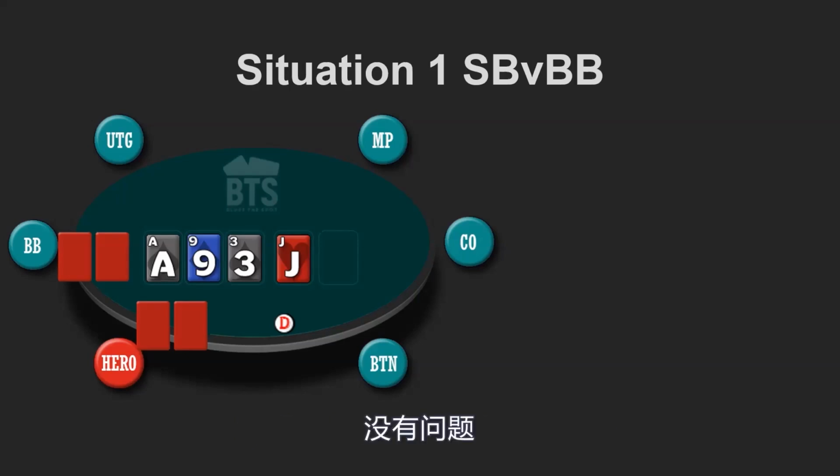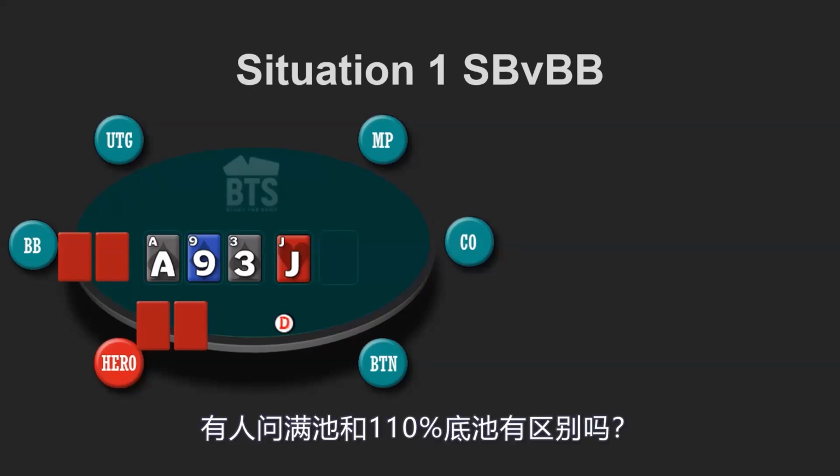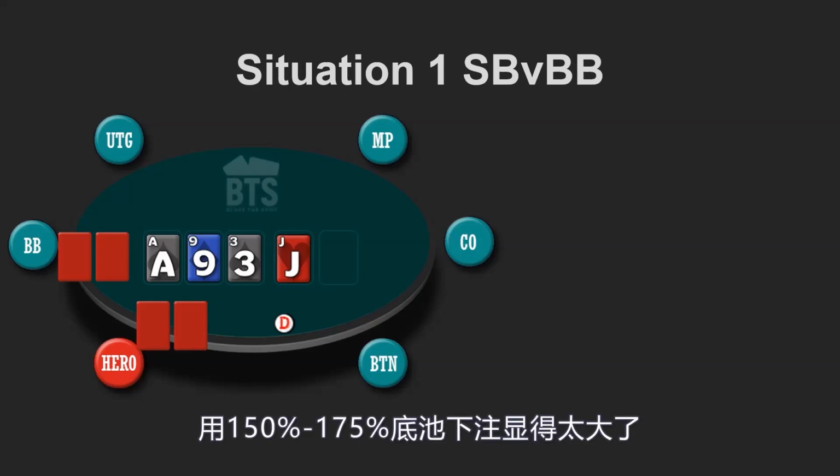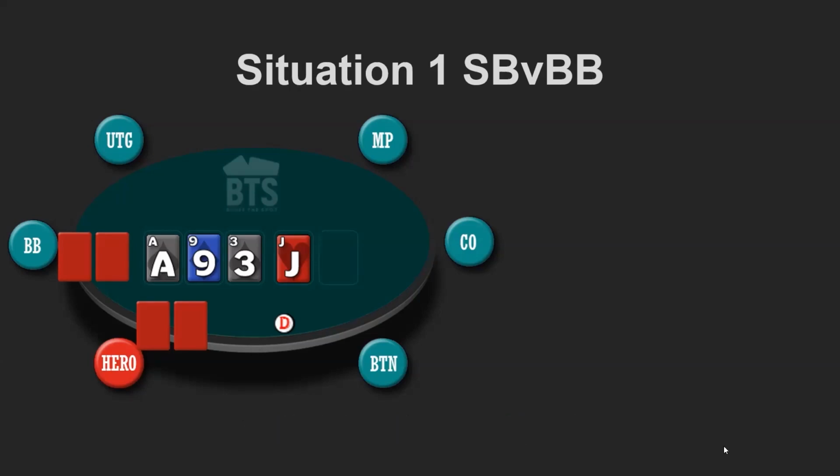Yes, no problem. Andre is asking, what's the difference between 110% versus pot? Isn't it the same thing? Yes, if you use a 90% pot size bet or 110, it won't make much difference. What I want to highlight is that we shouldn't make it too big. We still want to be betting a polarized range, but we want to keep control of the pot. So betting like 150 here or 175 would be a pretty big mistake.